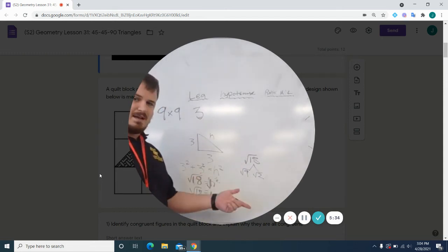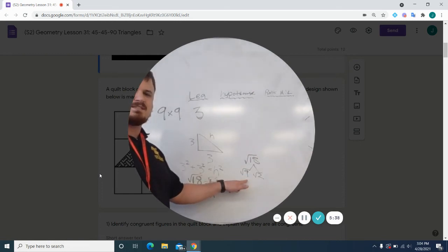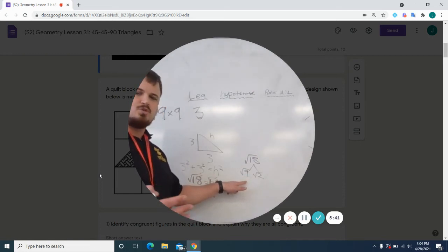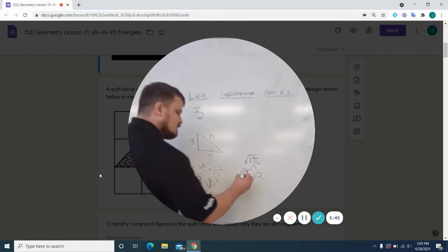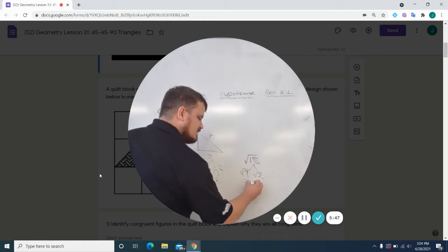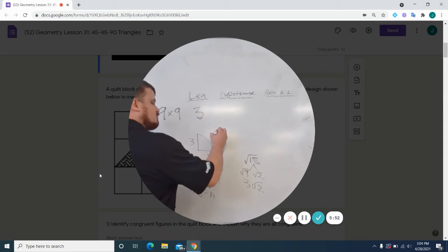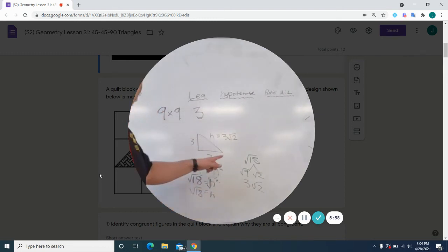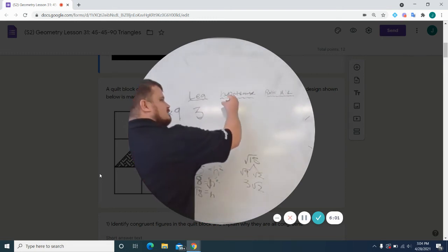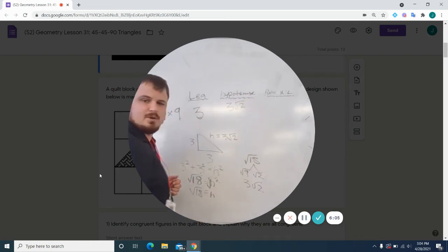Now, I could have done 3 times 6. The reason I didn't pick 3 times 6 is because neither one of those do anything when you take the square root. But if I do the square root of 9, that would equal 3. So my answer is 3 square root of 2. All right? So the hypotenuse right here is 3 square root of 2.